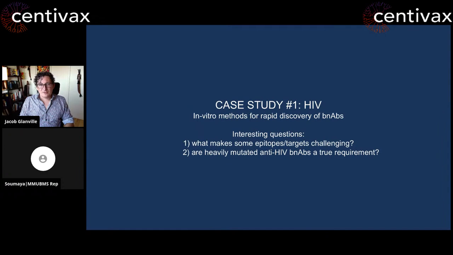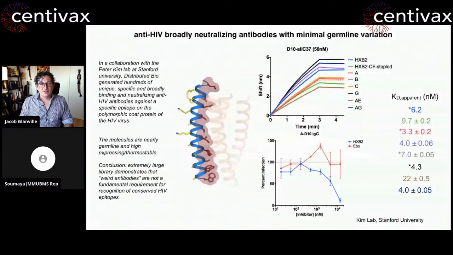So that was the case study we went into here. This was with the Peter Kim Laboratory at Stanford University. And our objective was to try to see if we could identify a broadly neutralizing antibody against a conserved site on the HIV glycoprotein. What I'm showing you there in the structure is part of this little helical nonsense, looks a bit like my hair. And there was a nice conserved region that was resistant to mutation because it would interfere with the ability of the virus to undergo fusion.